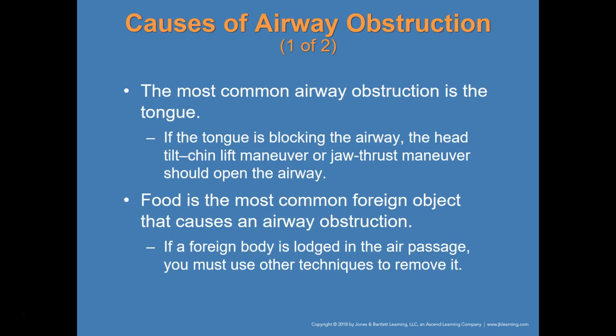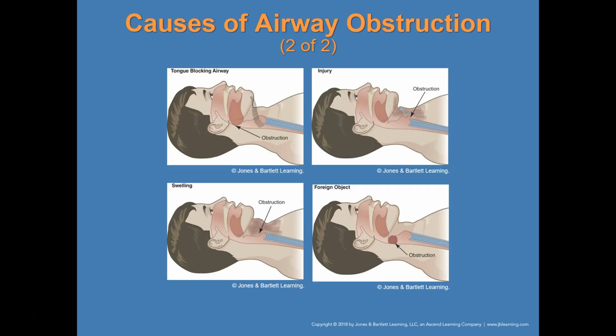Some common causes of airway obstruction, like I talked about earlier: the most common is going to be the tongue. If it is blocking the airway, we need to do the head tilt, chin lift maneuver or jaw thrust maneuver. That should open the airway. Food is the most common foreign object that causes an airway obstruction. If a foreign body is lodged in the air passage, you must use other techniques to remove it. So that's where we get into suctioning or using the finger sweep.